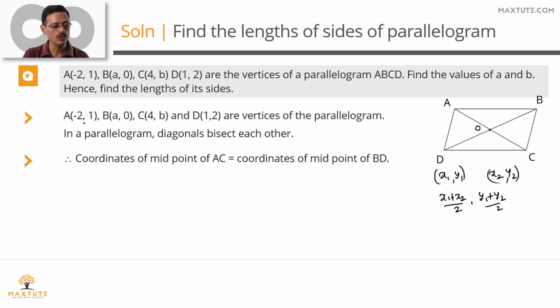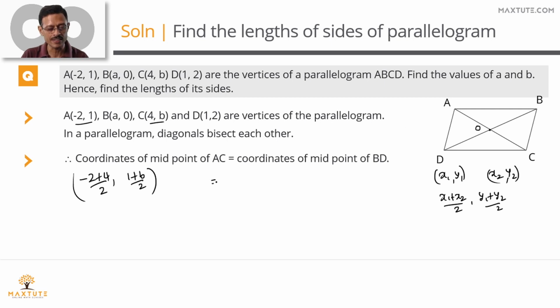Let's start with AC. The coordinates are (minus 2, 1) and (4, b). So (x1 plus x2) by 2 will be (a minus 2 plus 4) by 2, wait, with a being for the other diagonal; here it is (minus 2 plus 4) by 2, and (y1 plus y2) by 2 will be (1 plus b) by 2. So these are the coordinates of point O as measured as the midpoint of AC.